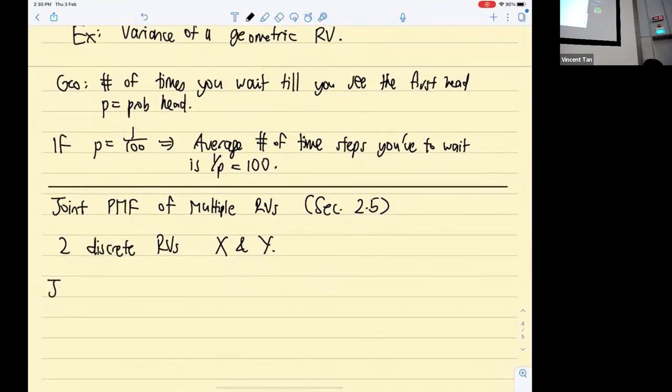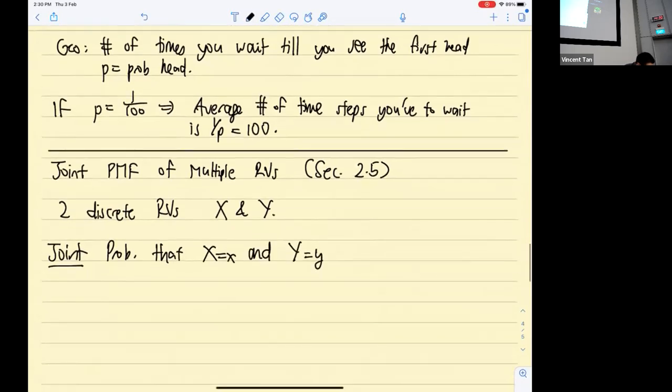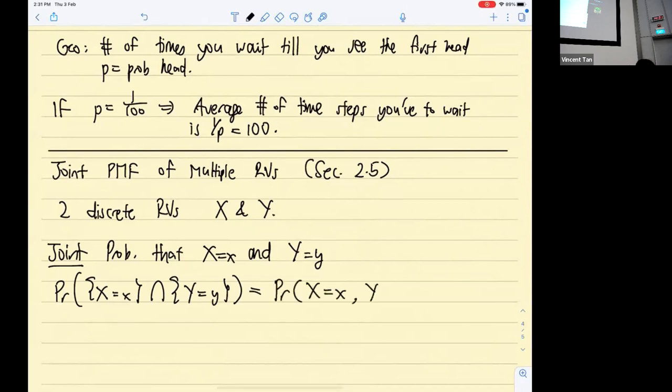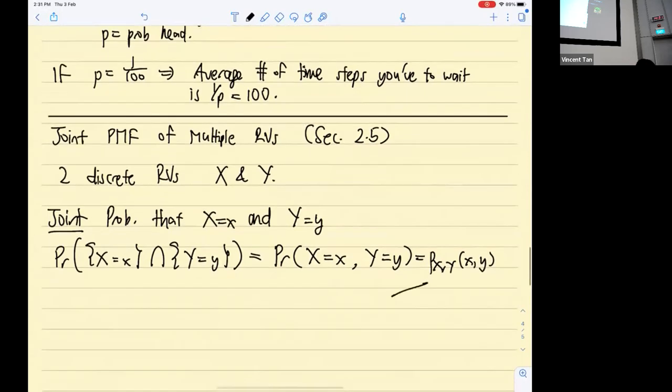Okay, so we are interested in, for example, the joint probability that X is equal to little x and Y is equal to little y. We write that as the probability of the event X equals x intersect Y equals y. So that's a joint event. Two things are happening at the same time. Now, we don't like to write so many brackets and intersections, so usually we abbreviate this to X equals x, comma, Y equals y. Furthermore, we abbreviate this to the joint PMF, P of XY, little x y. That's called a joint PMF, or joint probability mass function.